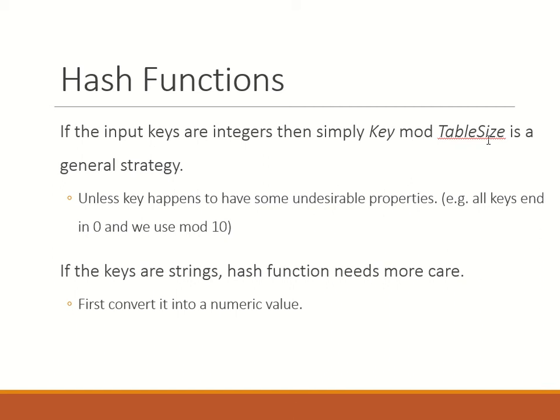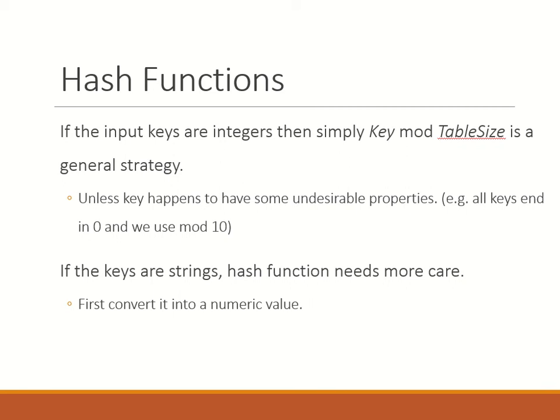Unless the keys happen to have some undesirable properties. If all the keys end with 0 and we use modulus 10, what happens? All the keys end with zeros and you take modulus 10, so it will always result in 0, right? Which means all your key values are going to map to the same location, and that results in collision. Now, if you have keys that are strings, then you will have to produce some other kind of hash function which can handle string values. Either you convert it into a numeric value, or you convert it into key values and then perform hashing on it. I'll give you examples of all that.